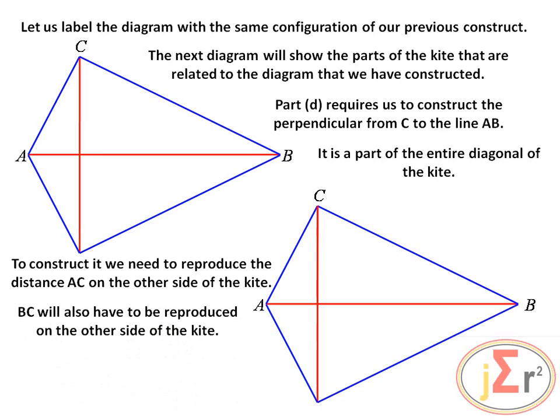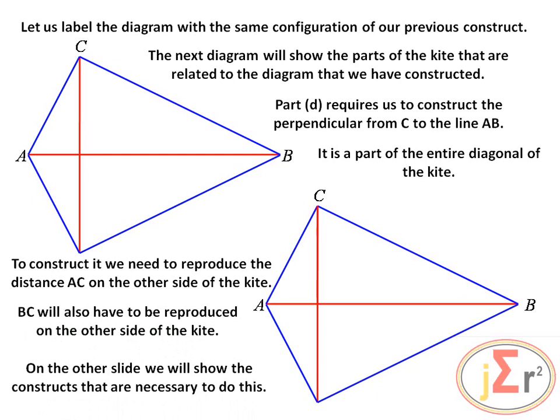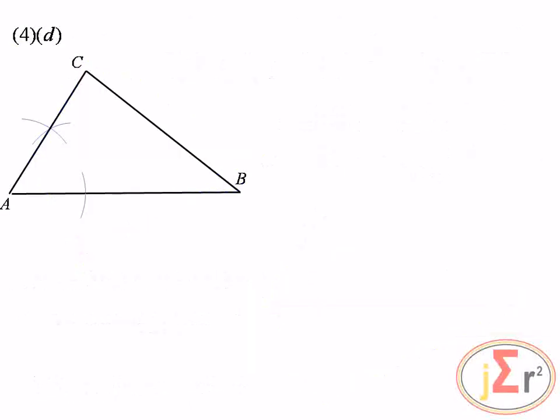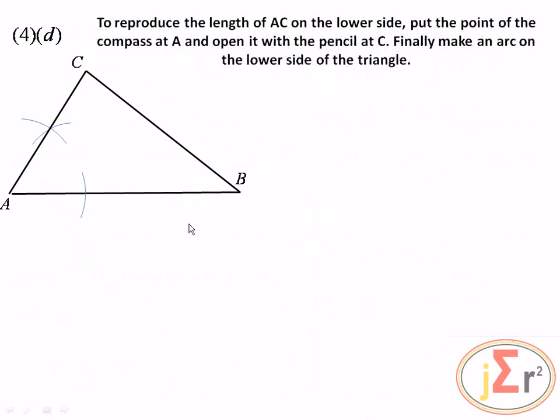So let us do the same on the other diagram. On the other slide, we will show the constructs that are necessary to do this. So we are going to produce AC on the other side. So what are we going to do now? Put the point of the compass at A and open it with the pencil at C. And then we are going to make an arc on the lower side of the triangle. So we are going to open the compass from A to C with the point at A. Then we make an arc on the lower side of the triangle like that.